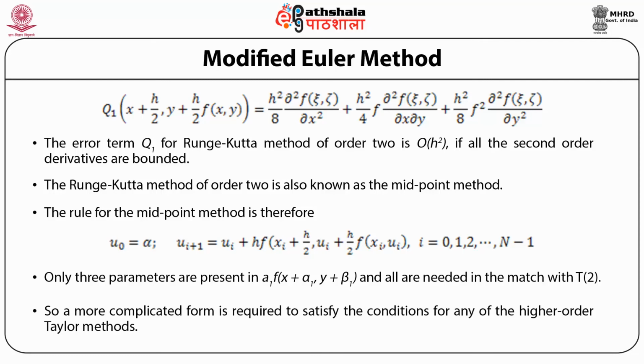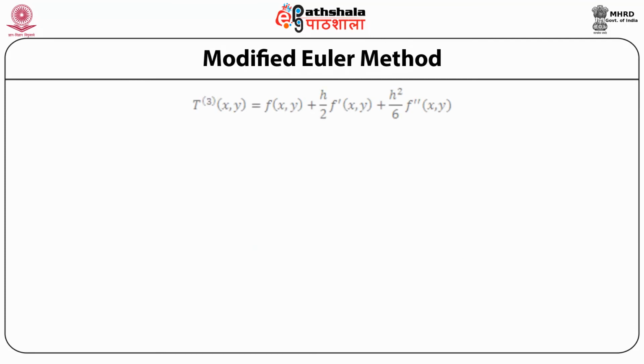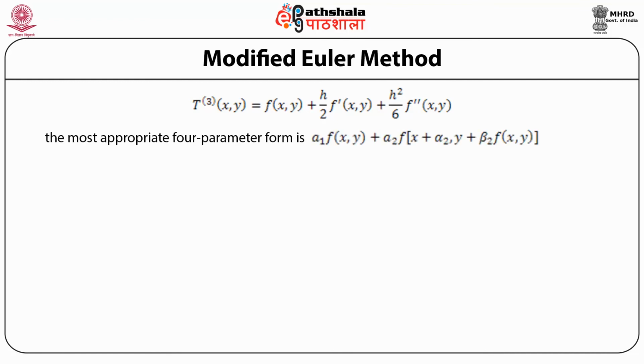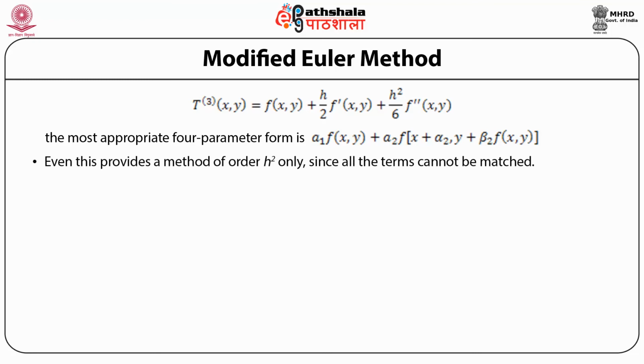So a more complicated form is required to satisfy the conditions for any of the higher order Taylor methods. For matching T^(3)(x,y) equals f(x,y) plus h by 2 f prime (x,y) plus h squared by 6 f double prime (x,y), the most appropriate 4-parameter form is a1 f(x,y) plus a2 f of x plus alpha 2, y plus beta 2 into f(x,y). Even this provides a method of order h squared only, since all the terms cannot be matched.